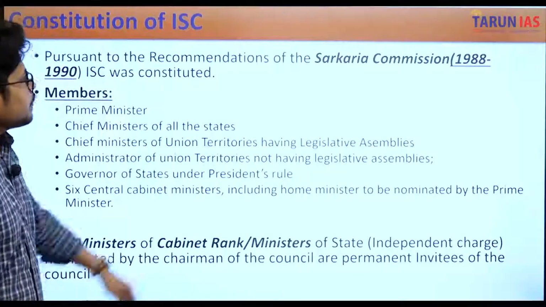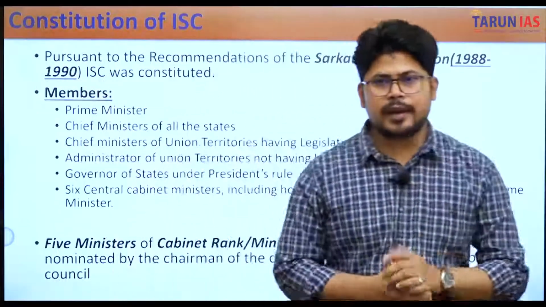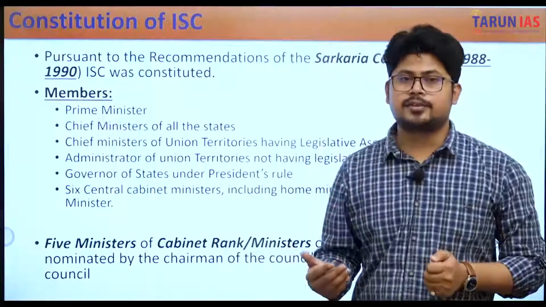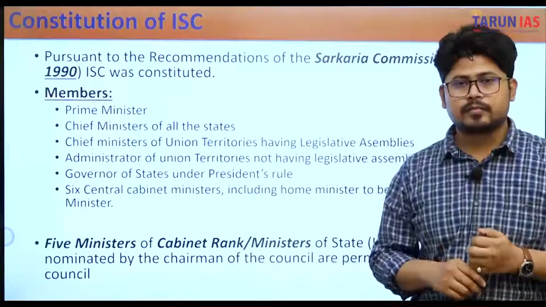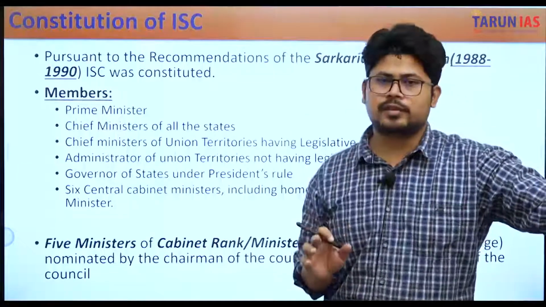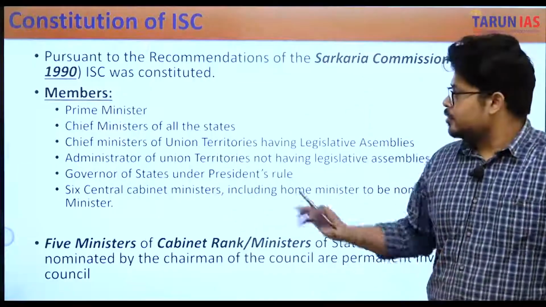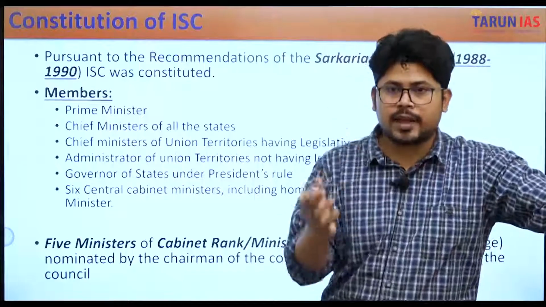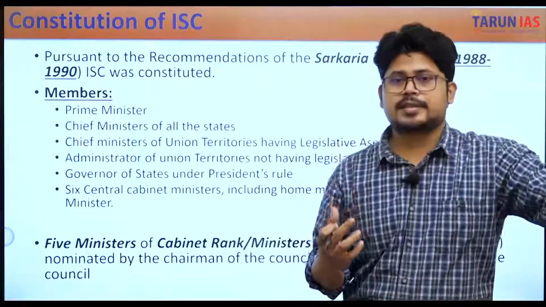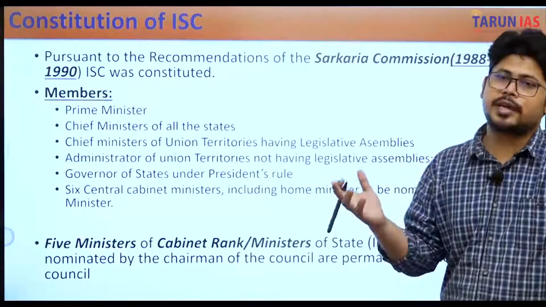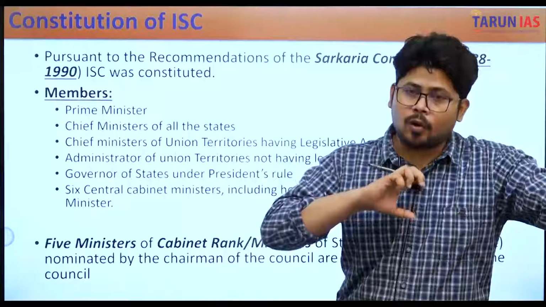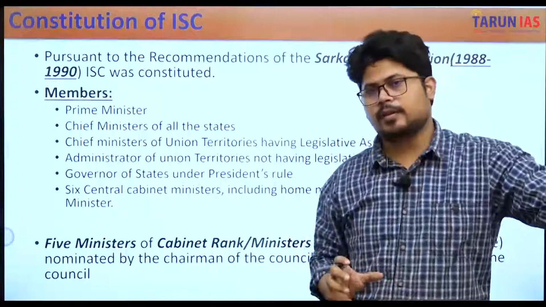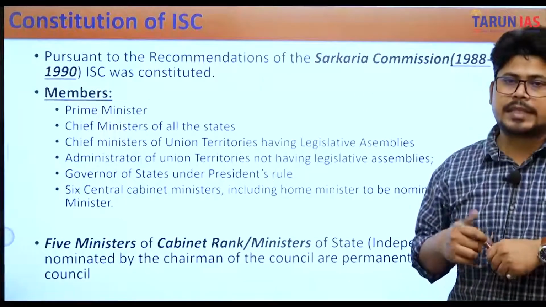Okay. The Sarkaria Commission, formed in 1988, recommended the formation of a permanent interstate council, and the government at that time accepted that recommendation and formed an interstate council headed by the Prime Minister. The chief ministers of all the states will be members, and the chief ministers of union territories having legislative assemblies will also be members, and the administrators of those union territories which do not have a legislative assembly will also be members. Most importantly, governors of states under President's rule. The main point is including all the constituents of the country apart from the union somehow, because the union is represented by the Prime Minister.